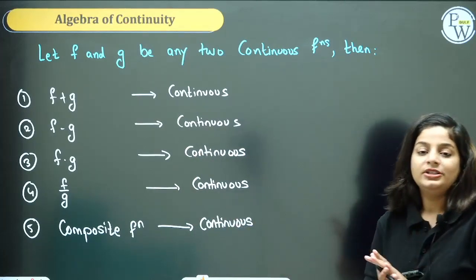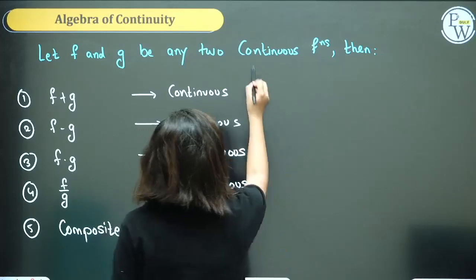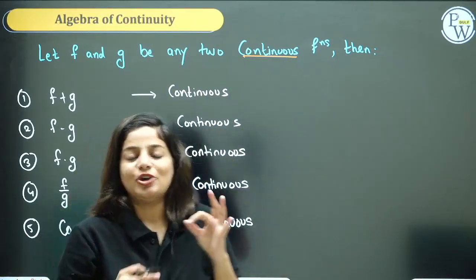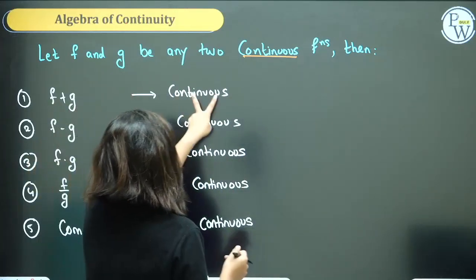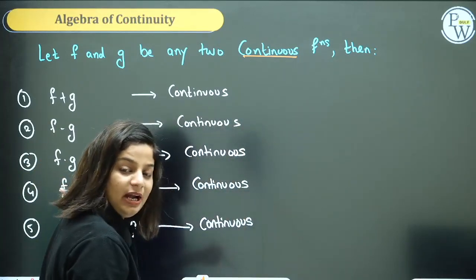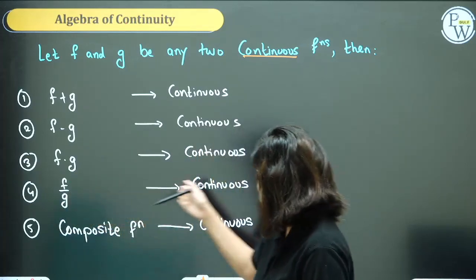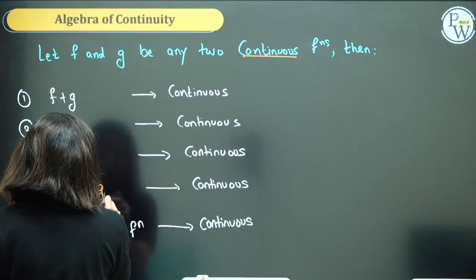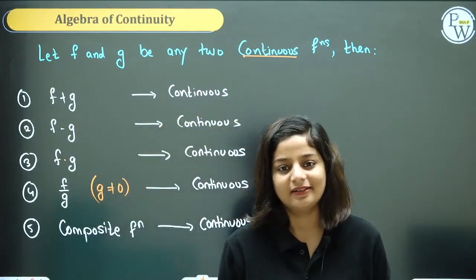Let's talk about the algebra of continuity, that is when two functions f and g are continuous. When they are added, subtracted, multiplied, divided, what happens? When you add two continuous functions, you get a continuous function. When you subtract, you get a continuous function. When you multiply two continuous functions, you will get a continuous function. And when you divide a continuous function, you will get the result also continuous. Ensure that denominator is not 0. You all know why, right?